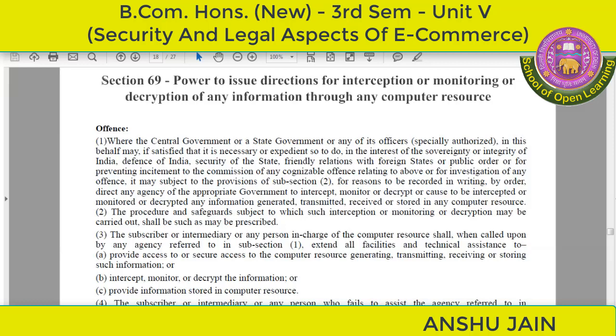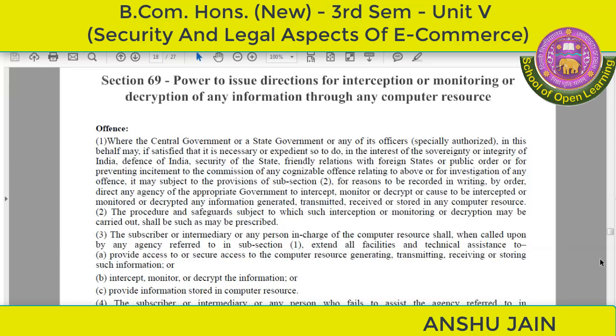Now, the procedure and safeguards subject to which such interception or monitoring or decryption may be carried out shall be such as may be prescribed, and the subscriber or intermediary or any other person in charge of the computer resource shall, when called upon by any agency referred to in subsection 1, extend all facilities and technical assistance to provide access to or secure access to the computer resource generating, transmitting, receiving or storing any kind of information.